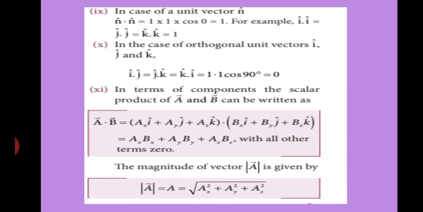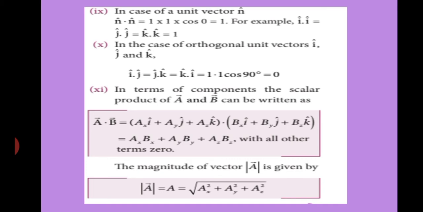The ninth point is that in the case of a unit vector, n cap dot n cap is equal to 1 into 1 into cos 0, which is equal to 1. For example, i cap dot i cap is equal to j cap dot j cap is equal to k cap dot k cap is equal to 1. In the case of orthogonal unit vectors, i cap dot j cap is equal to j cap dot k cap is equal to k cap dot i cap is equal to 1 into 1 into cos 90 degrees, which is equal to 0.